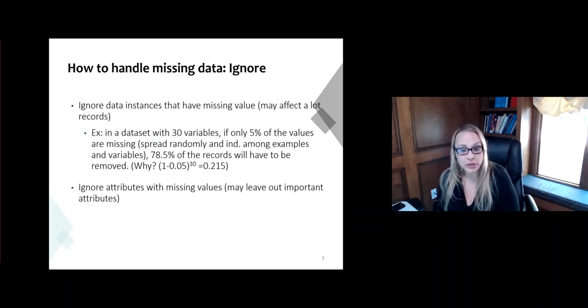1 minus 0.215, that's going to give you 78.5. So you may have to remove a very large portion of your data if you take this approach. That may not be a great idea because you're taking a lot of the signal out, as well as the data. So you can ignore the attributes with missing values, but then you may leave out some very important attributes that may actually be very useful in your predictive modeling.